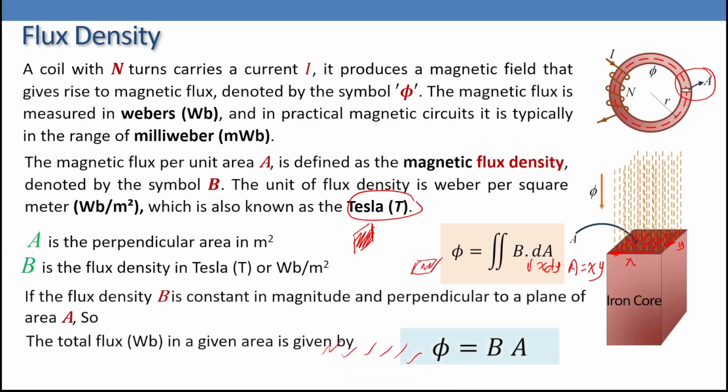And now we are going to look at this point. If the flux density B is constant in magnitude and perpendicular to a plane of area A, then the total flux phi equals BA. So phi equals BA, and this first equation is important to us in the magnetic circuit. If we would like to calculate B, that is phi over A. And the dimensions here are matched: the flux is Weber, B is Weber per meter square, and A is meter square, so that equals Weber.